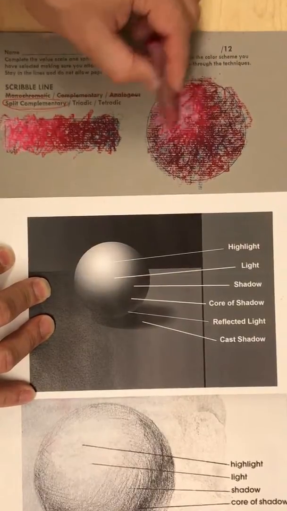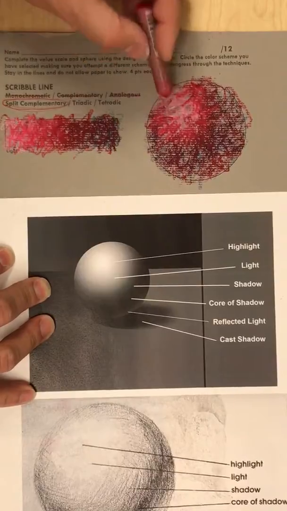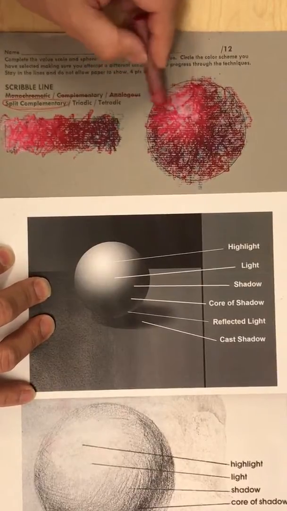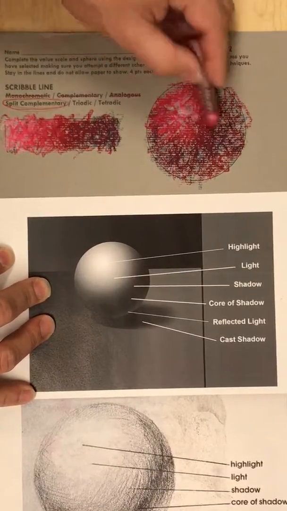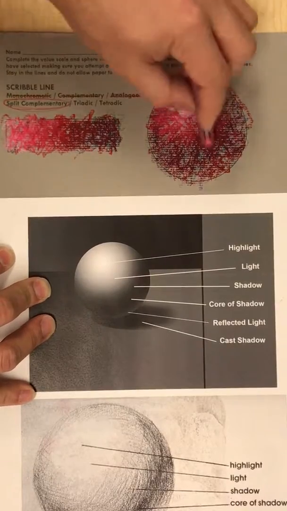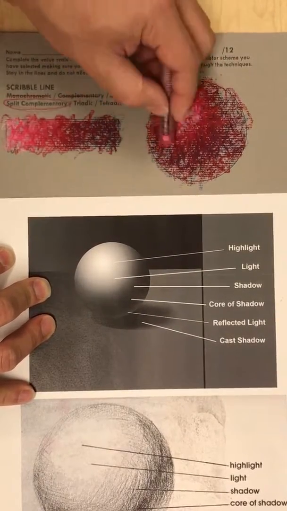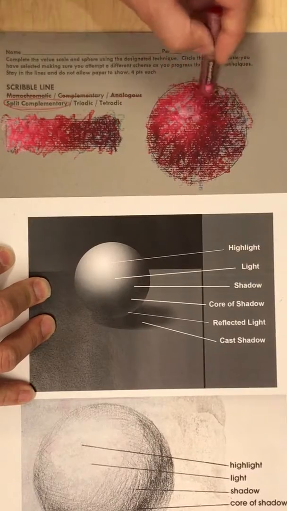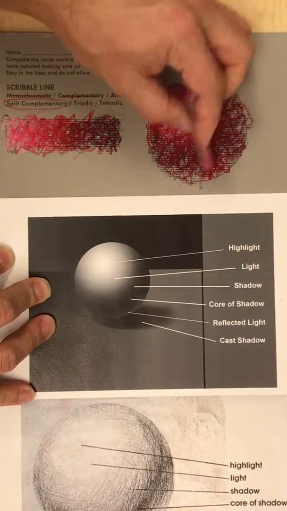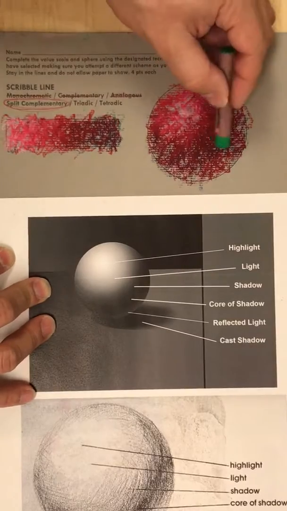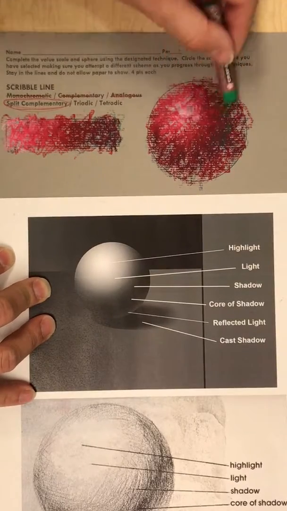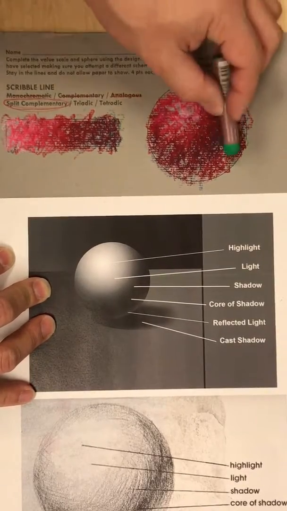Follow the contour of the object. It is a sphere, so notice I'm kind of going around, creating the texture as I go. If I realize that I didn't go dark enough in an area, I'm going to add in a little bit more of the complement. Excuse me, the split complement.